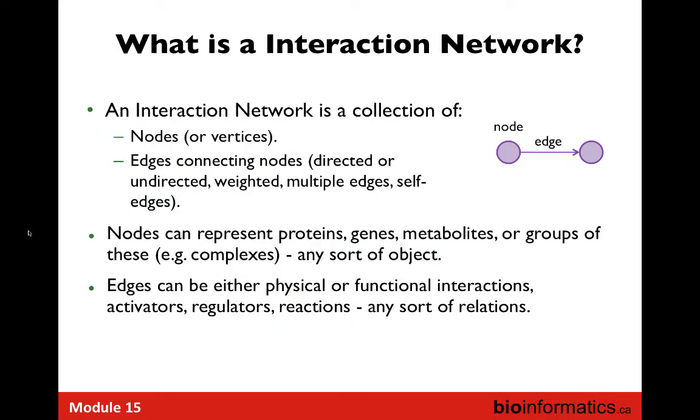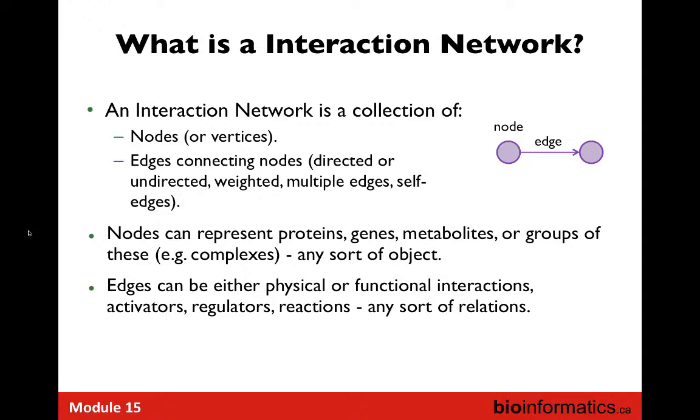So here's a moment just to explain what an interaction network is. Essentially, it's a collection of nodes, or sometimes people still use the term vertices. I prefer using nodes and edges. The edges are the lines that connect the two nodes in this example here. And then there's a whole different series of terms that we use, directed, undirected. Basically, that tells you this arrow has direction. So this node is having some influence on this one. So there's some directionality to that. If it was just a straight line, you wouldn't know whether this node is regulating this node. You just know that there's some relationship between those two nodes.